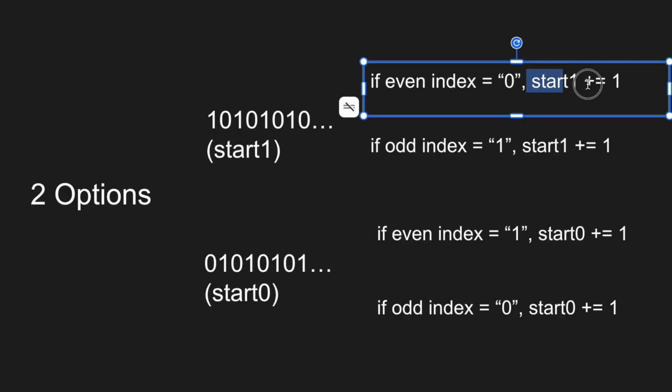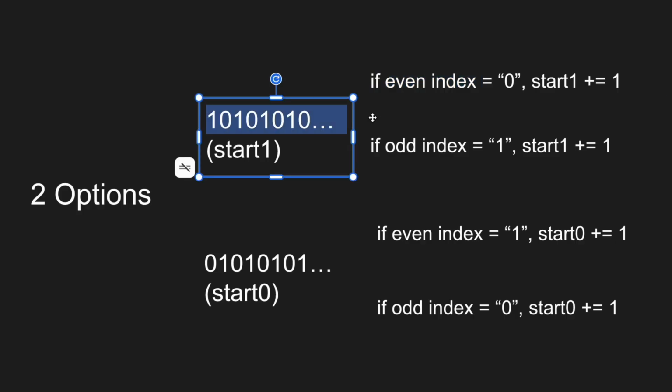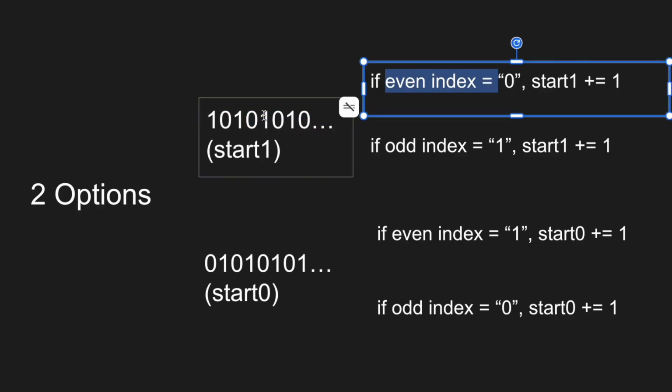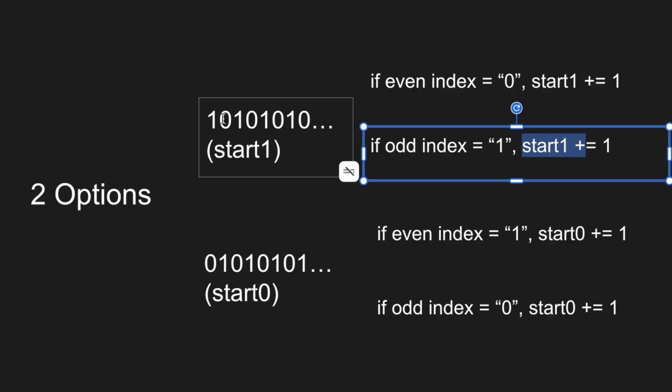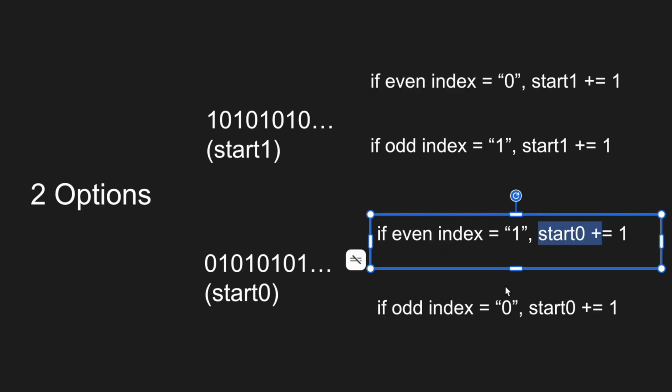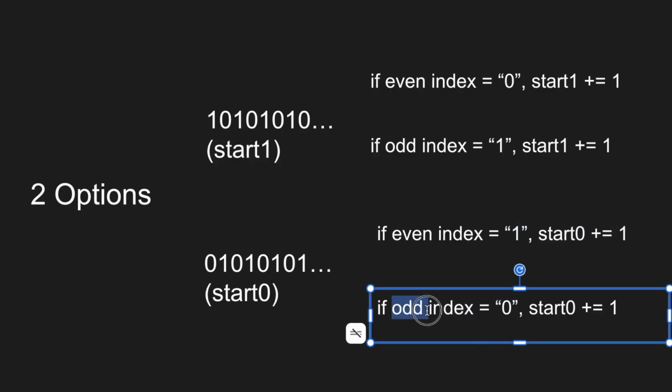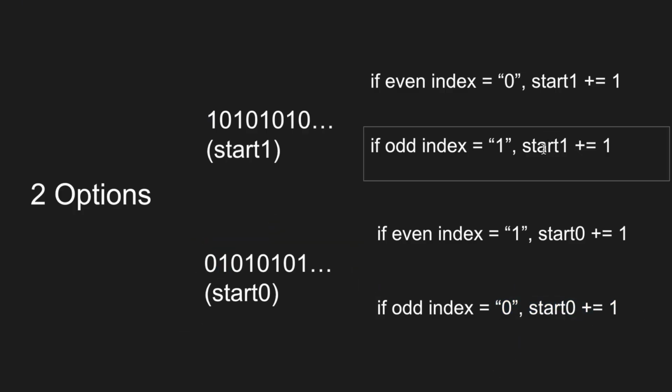So we can either have a string that starts with 1 or start with 0, and as we look through the input string, if we want to make it start with 1, then if we come across an even number index, and keep in mind that these strings are 0 indexed, if an even index is equal to 0, then we will have to change it to 1, so it will be start 1 plus 1. If an odd index is equal to 1, we will have to change it to make it 0, so we will increment start 1 again, and the vice versa will be for start 0. If we come across an even index that's 1, we will have to change it to 0, so we will add start 0 by 1, and the same thing for an odd index that's equal to 0, then we will have to change it to make it equal to 1, and in the end we will return the lesser between these two variables.